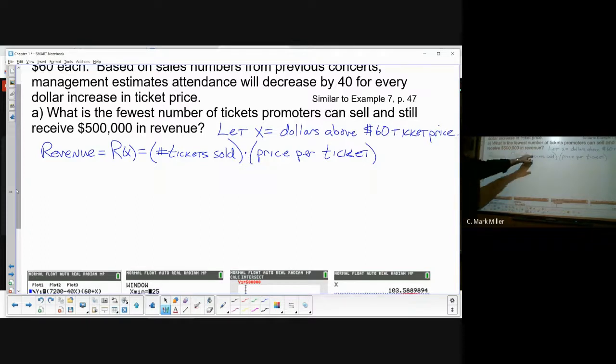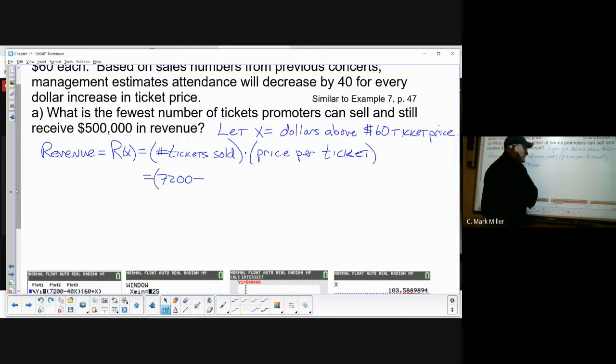So the number of tickets I'm going to sell is what? 7,200 minus however many dollars I go above 60 times 40. So I'm going to lose 40 people times how many dollars I go above 60. By the way, this is the most important step right here. The rest of the problem is the calculator, basically.